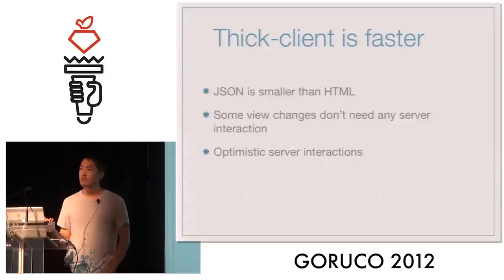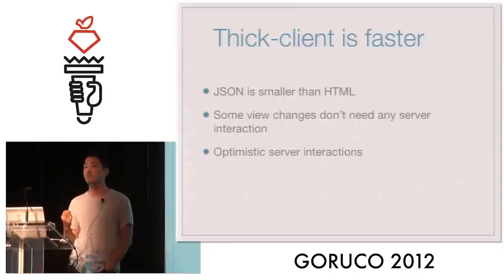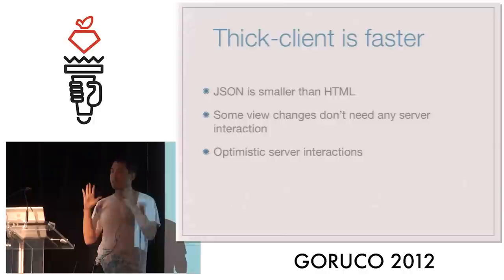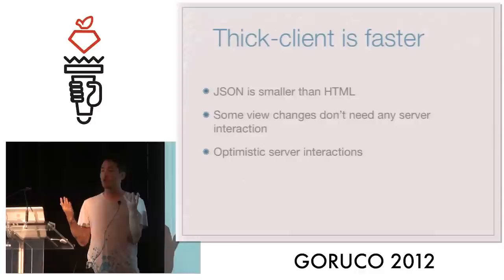Thick client is part of this story. Because once you've gone past that bootstrapping phase, there's a lot of things that are just faster and more responsive. JSON is almost always faster to ship than HTML that's been pre-rendered, especially when you're doing a pre-rendered collection, you look in there, it's all these divs and all this duplicated stuff, all these CSS classes all over the place. Some view changes don't require any server interaction at all. Sometimes you've already loaded that data and you can just re-show it to them in a different arrangement visually.